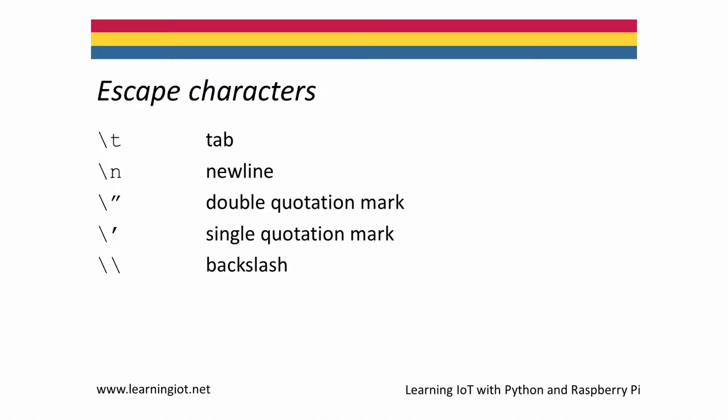Escape characters enable the programmer to print out a tab, a new line, a double quotation mark, a single quotation mark, or a backslash. \t for tab, \n for new line, \" for double quotation mark, \' for single quotation mark, and \\ to print out a backslash.